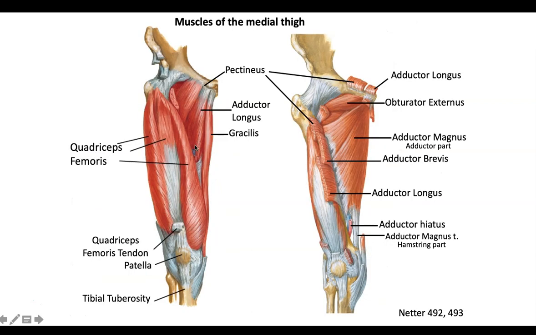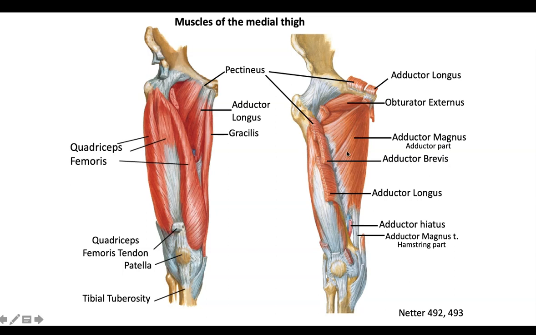Adductor longus is the long adductor of the thigh. It is a triangular muscle. It arises from the pubis. Adductor longus forms the medial boundary of the femoral triangle. And deep to the adductor longus is the adductor brevis. Here you can see adductor longus is cut and reflected, and deep to it is the adductor brevis. This is the short adductor of the medial compartment of the thigh.